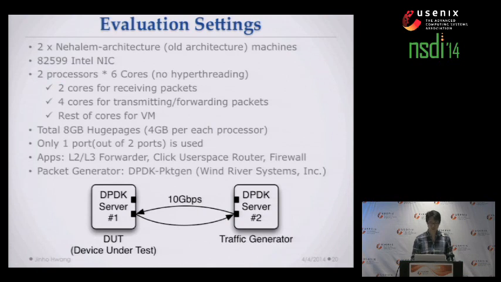Okay, let's move to the evaluation. We used two-socket Nehalem architecture machines with the 82599 Intel NIC, two processors, and six cores inside. We didn't use hyper-threading. Two cores are assigned to receiving packets, and four cores are assigned to transmitting and forwarding. In total, we used 8 gigabytes, with huge pages of 4 for each. Only one port is used, and the applications were L2, L3 forwarder, the Click user space router, and the firewall. The packet generator comes from Wind River Systems.